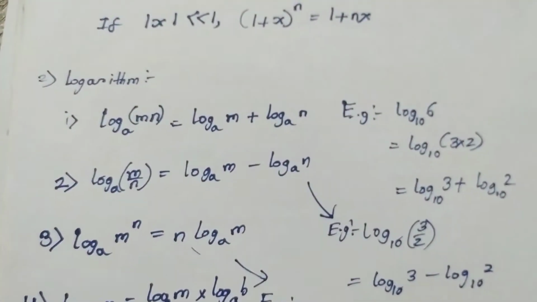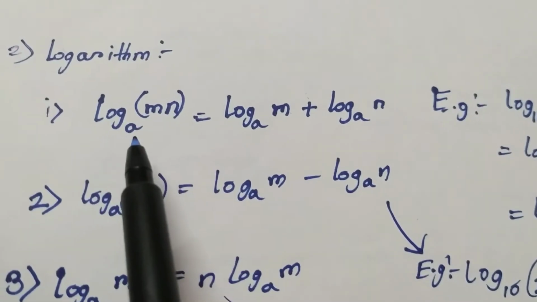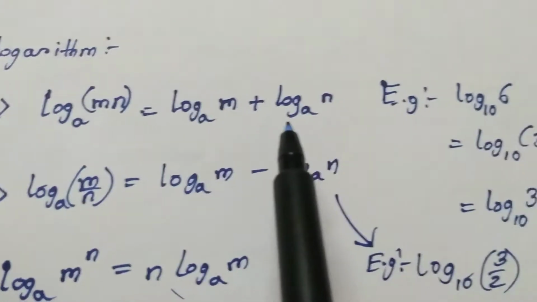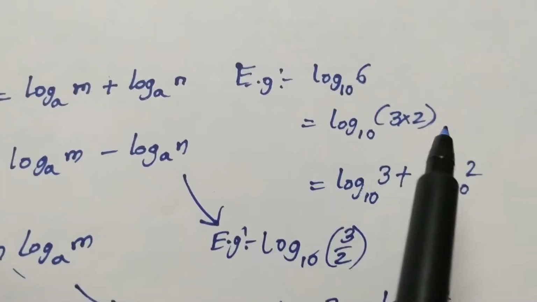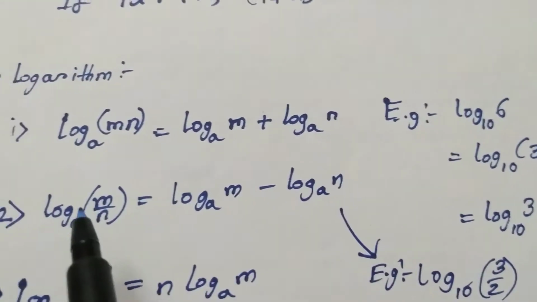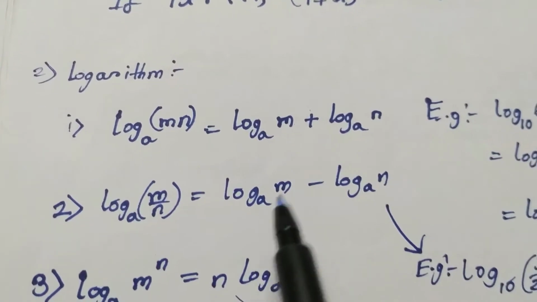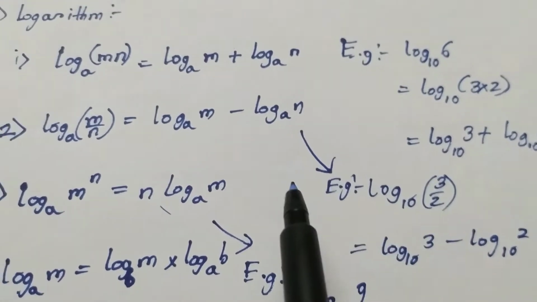I will show you the formulas once again. The first formula, log mn base a is equal to log m base a plus log n base a. I showed you an example. Log 6 base 10 is equal to log 3 into 2 base 10, which is equal to log 3 base 10 plus log 2 base 10. Now our second formula was log m by n base a is equal to log m base a minus log n base a. Now I showed you another example of this formula.